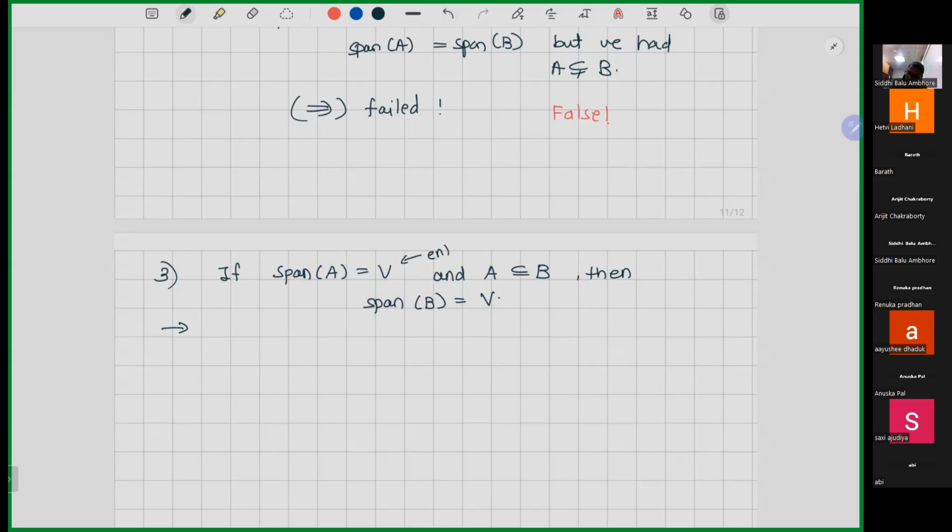The entire vector space. Span of A is the entire space, and now B is some bigger set than A, and we want to check whether span of B is now the entire vector space or not. Any guess?